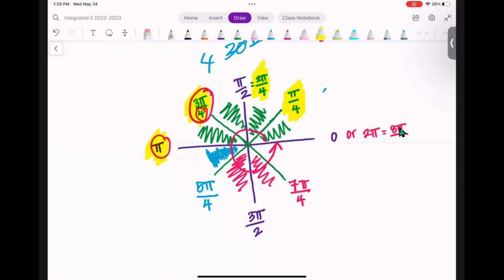4 pi over 4 is not pi. Oh, yeah. Yeah, it is, right? Because if you have a full pie and it's cut into 4, it's 4 pi over 4.